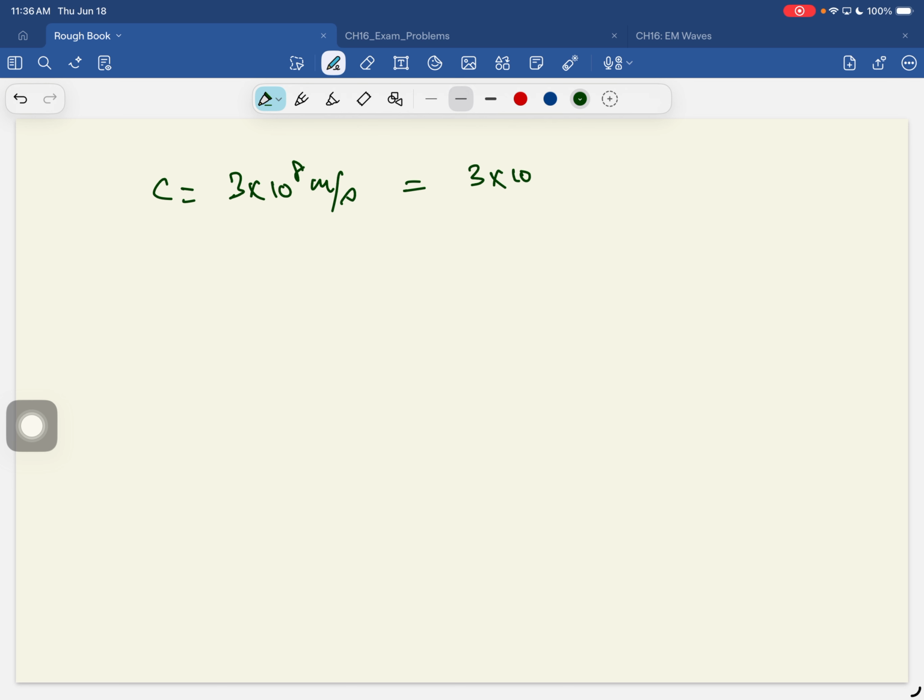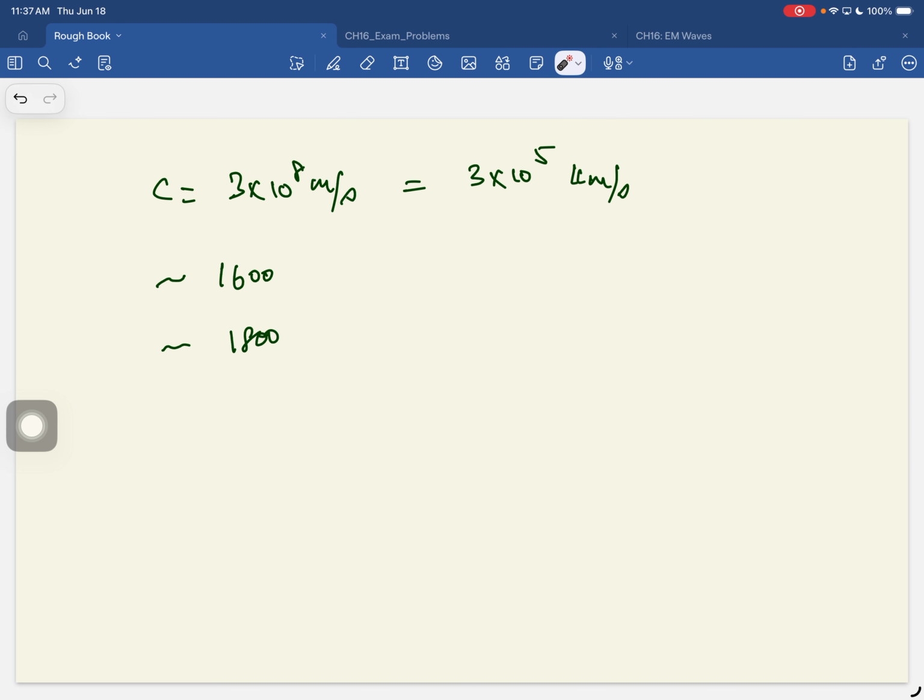3 times 10 to the 5 kilometers per second. The first attempt to measure the speed of light was around 1600 or so, and it took us about 200 years to measure it. So we weren't able to measure the speed of light for essentially 200 years. And so we had measured the speed of light, but we didn't know the nature of light.